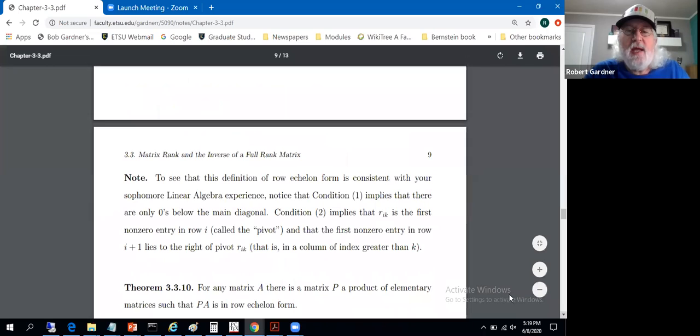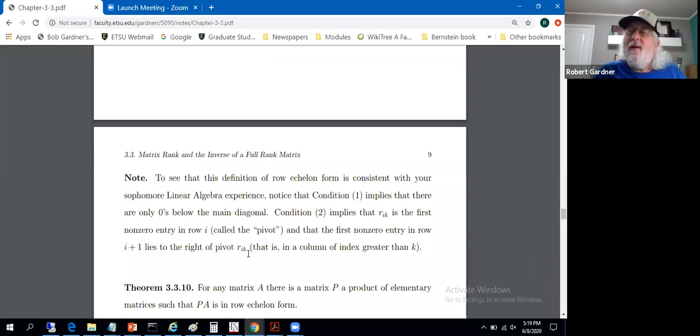So stated verbally here, Condition 1 implies that there are only zeros below the main diagonal. Condition 2 implies that R sub IK is the first non-zero entry of row I. It's a pivot. And that the first non-zero entry in the next row lies to the right of that pivot. So the pivots go down and to the right, down and to the right. That's what row echelon form is.